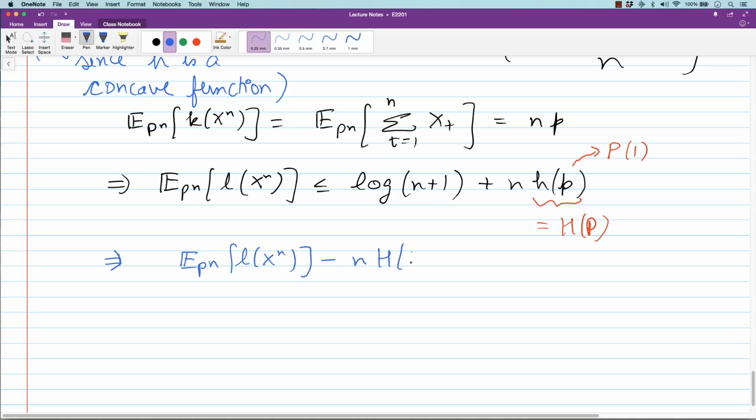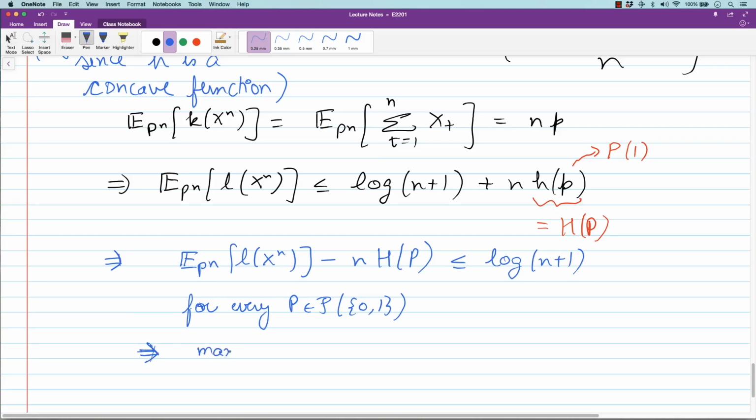Note that this scheme doesn't know the distribution. This scheme just codes it in a very different way without knowing the distribution. So that's less than or equal to log (n plus 1). And this is true for every distribution p on this binary alphabet, so for every PMF p on this binary alphabet. And therefore, if you maximize over all distributions, this is also true.